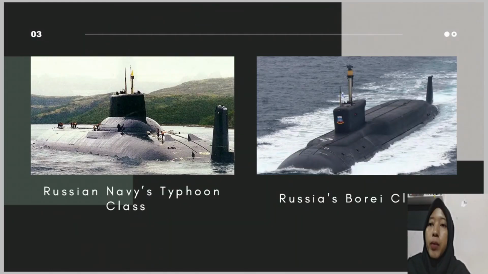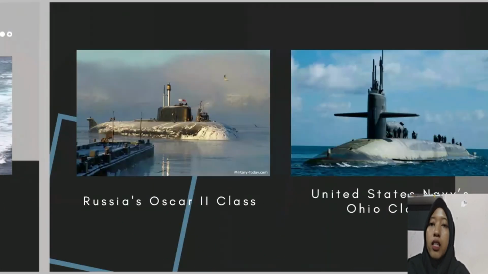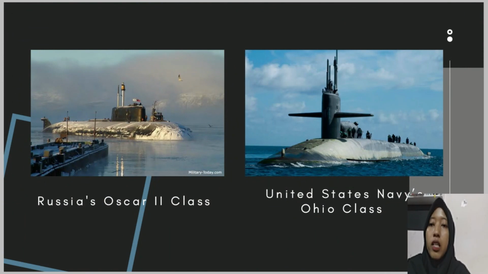These are the pictures of the world's biggest submarines. The first rank is occupied by the Russian Navy's Typhoon-class submarine, closely followed by Russia's newest submarine, the Boris-class, and the Oscar II-class submarine as the second and third ranks. And the fourth rank is the United States Navy's Ohio-class.